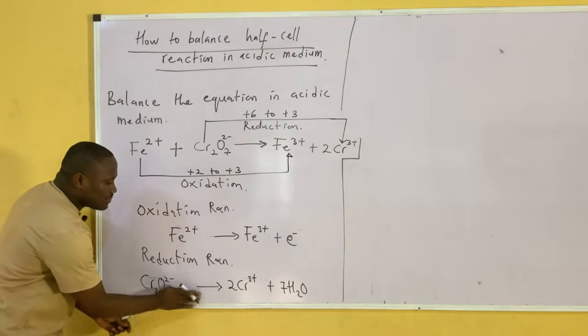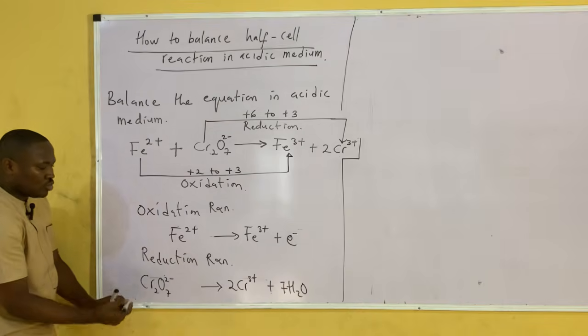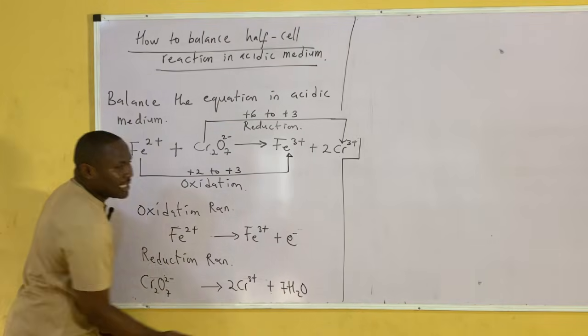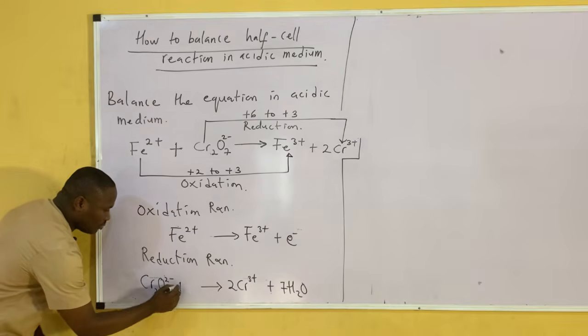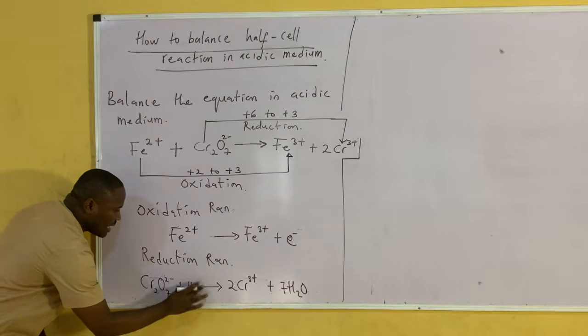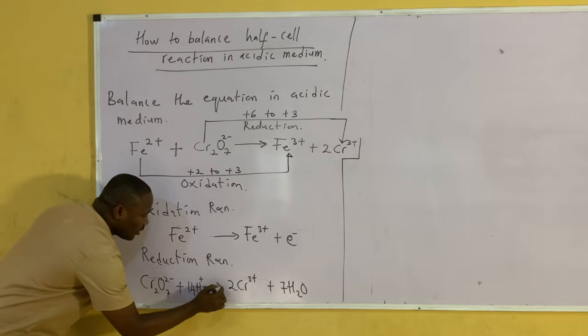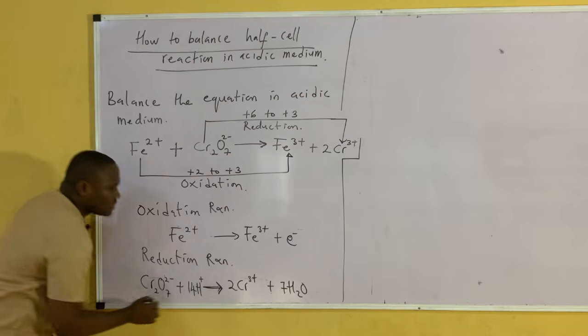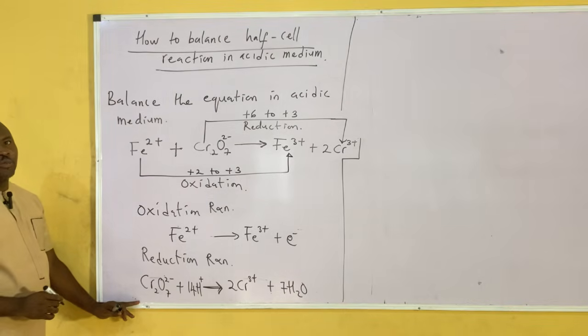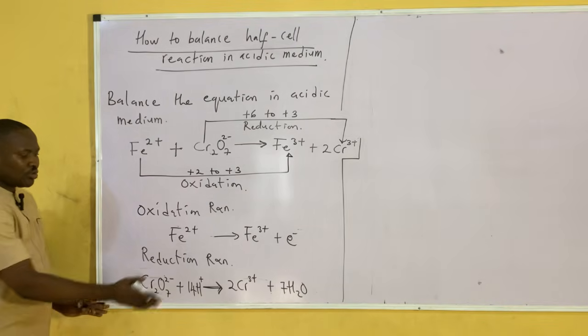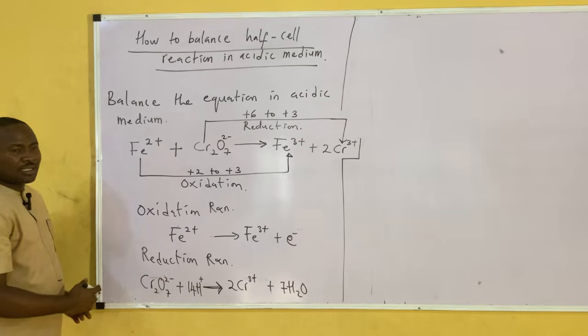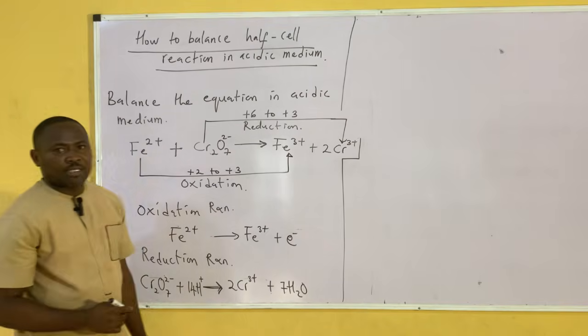Since 2 times 7 is 14, I will balance my hydrogen this way because of the hydrogen that is not here. So I will put plus 14 hydrogen ion. So now this is what we have arrived at. But remember, this is still not balanced. Why? Because the total charge on my left hand side is not equal to that on my right hand side.